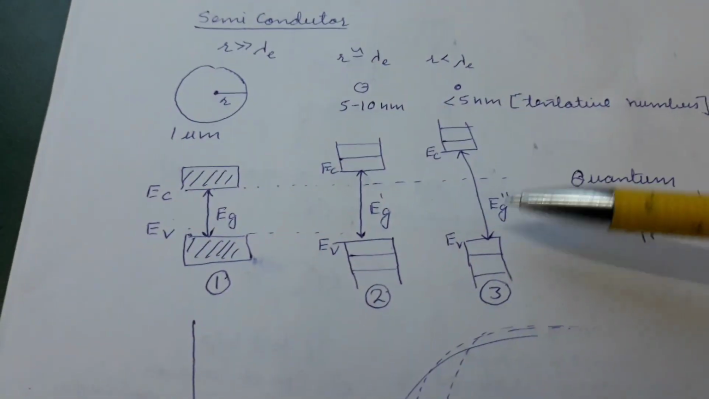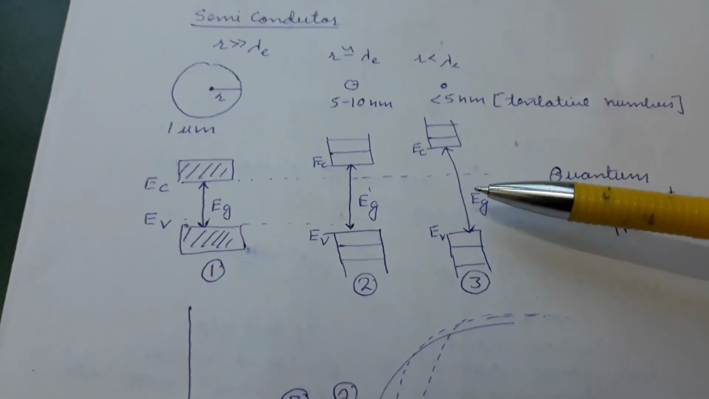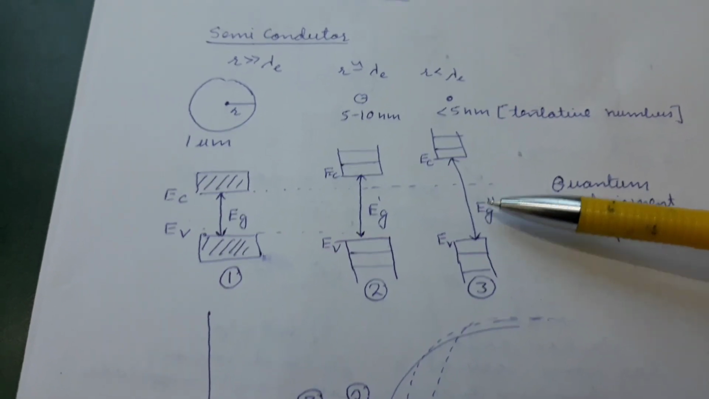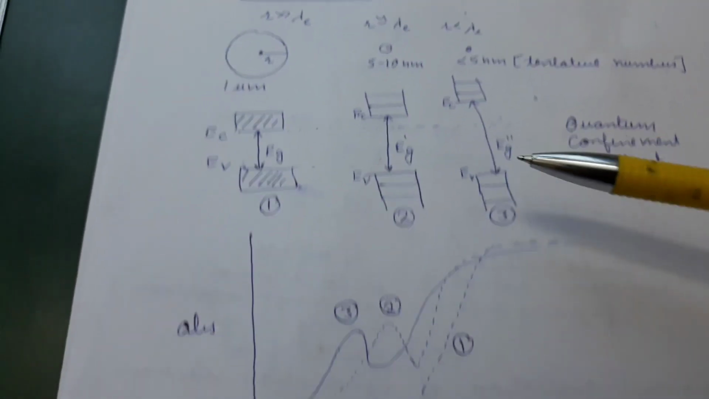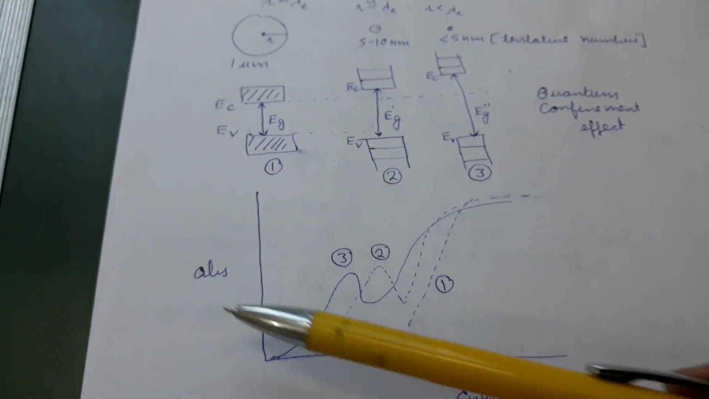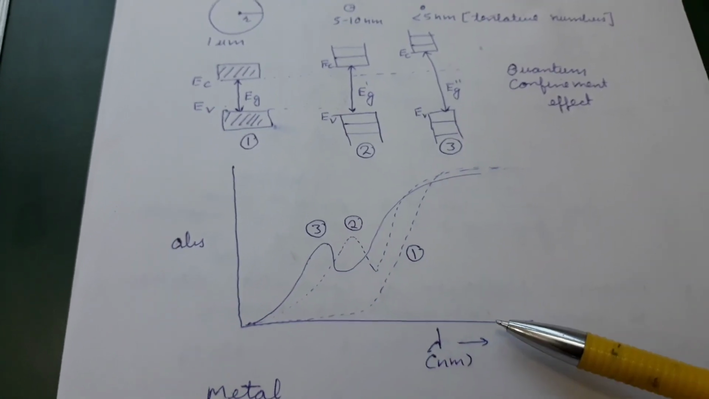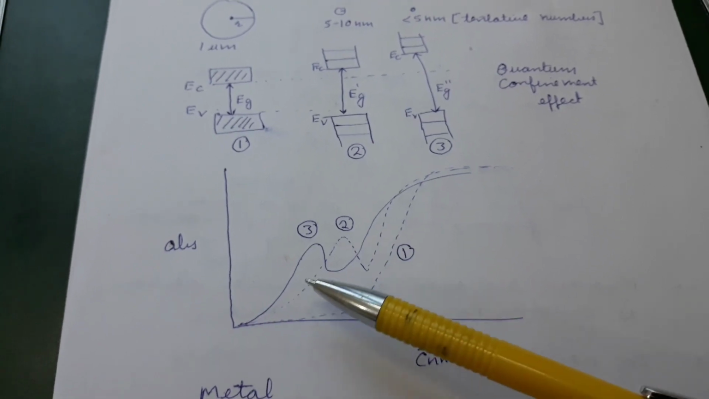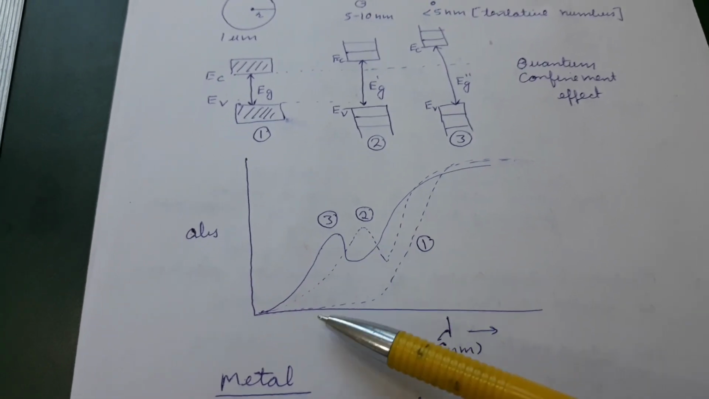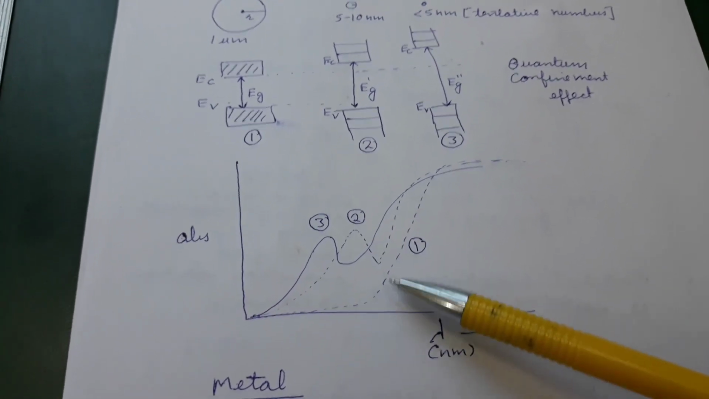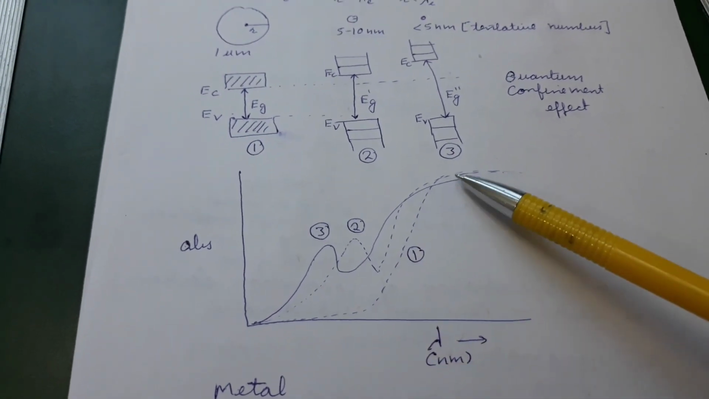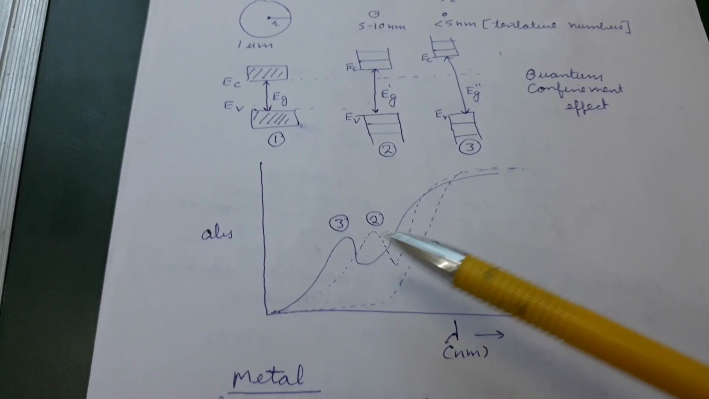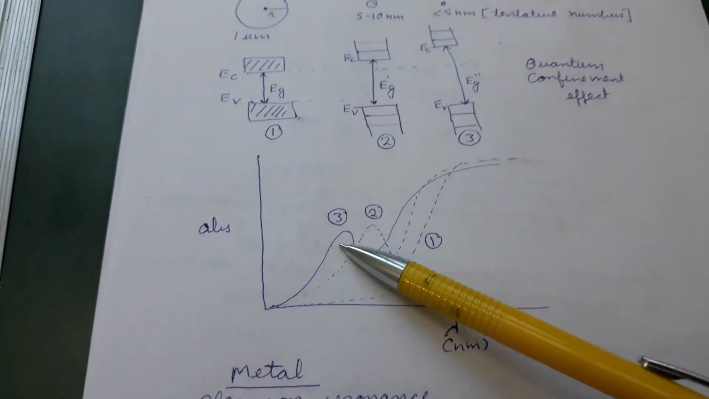So as the particle becomes smaller, it will absorb higher energy photons, which means lower wavelength photons. If we draw the absorption graph for this material, we see that smaller nanoparticles absorb at lower wavelengths and larger nanoparticles absorb at higher wavelengths, which corresponds to a lower band gap, and a lower wavelength corresponds to a higher band gap.